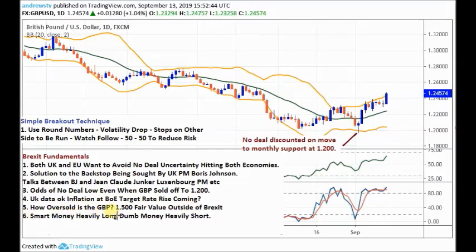However, sold is the GBP. Well, 150 is fair value outside of Brexit. I'm not saying it's going to go to 150, but it's certainly going to go a reasonable distance to the upside, which I'll come to in a moment. Another point in favour of the British pound is smart money heavily long, dumb money is heavily short. Okay, you see that on COT net traders positions. Commercial smart money, big long position, spec short, 1.5 year extremes. There's plenty of stops to be hit in the market.